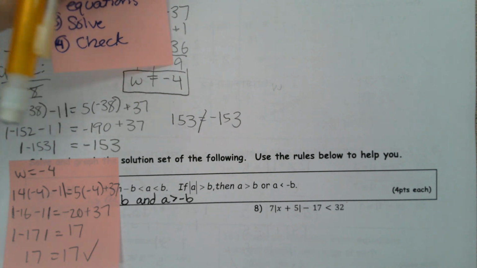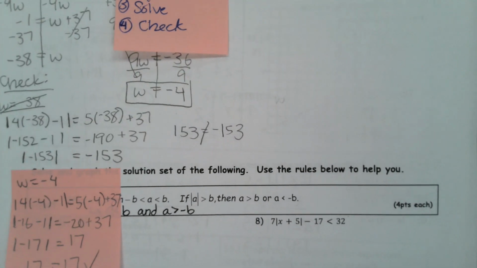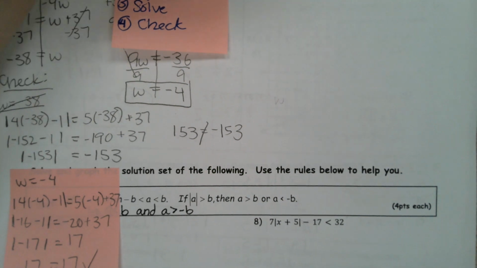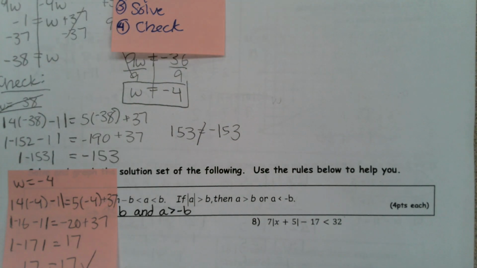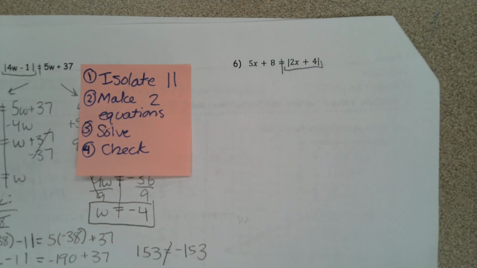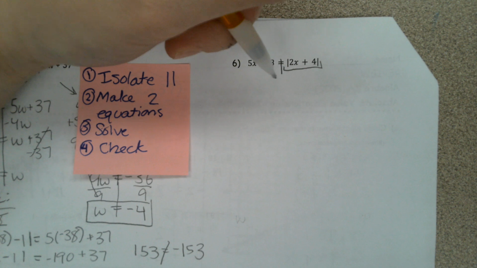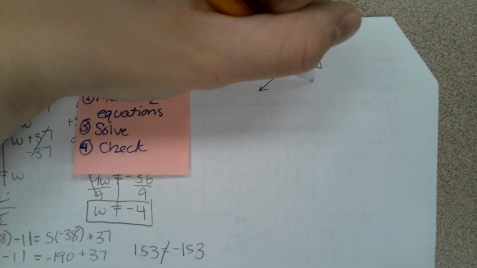Number 6, our last absolute value equation before we move on to inequalities. This process is going to look very similar. The main difference between the two problems is, if you'll notice, they put the absolute value on the right side. Not a big deal here. This is isolated right off the bat, and then we're going to make our two equations.